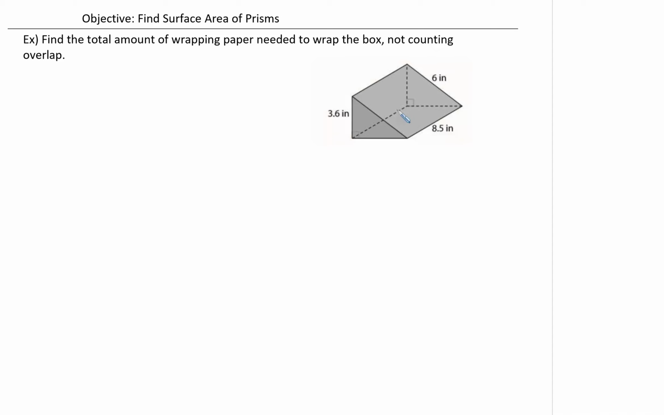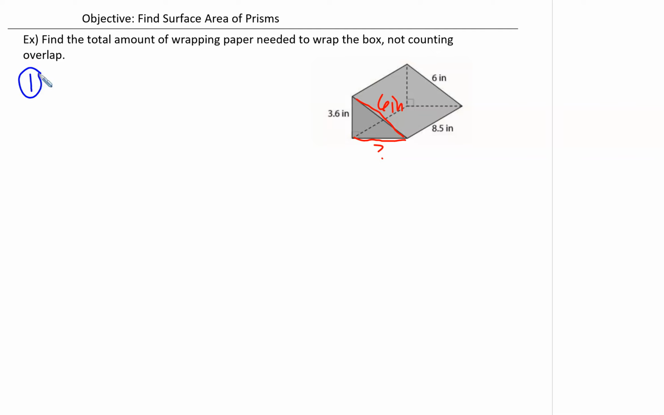So notice that we actually don't have the measurements for all three sides of the triangle. We have our 3.6 inches here. 6 inches would be this side too. So we know that's 6 inches, but we don't know this third side. So we're going to have to find that first, otherwise we cannot find the perimeter of our base. So we'd have to recognize, okay, we've got ourselves a right triangle. We can find the third side of a right triangle when we know two sides by using our Pythagorean theorem. So that's where we start.